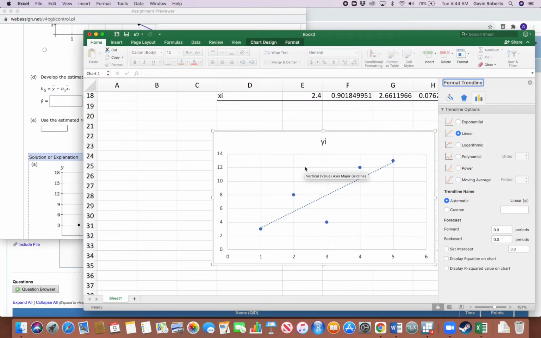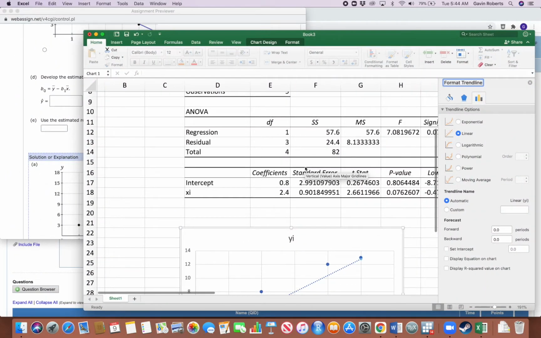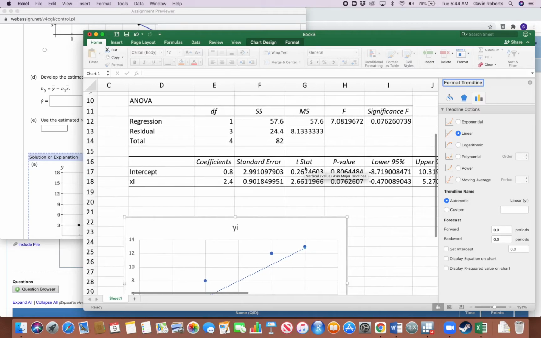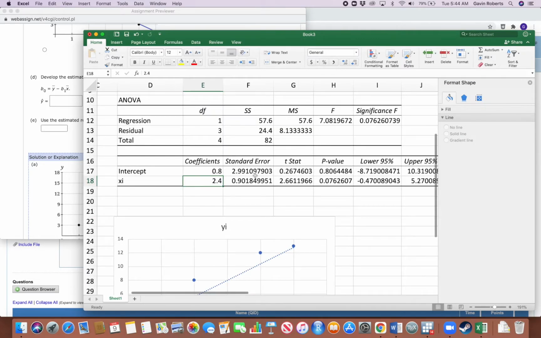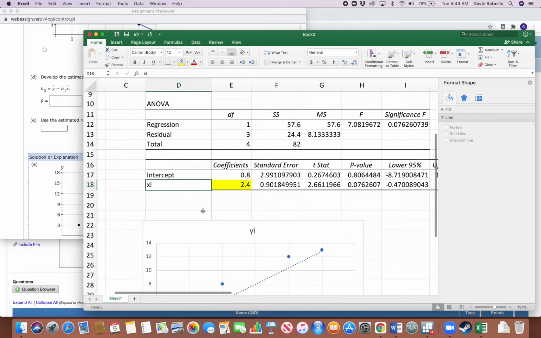Now, you can do that, but notice that the data analysis Toolpak gives us those numbers. Here's our slope right here. So that's the 2.4. So that's the slope. So maybe just write slope here. It will always label the slopes with the name of the independent variable.